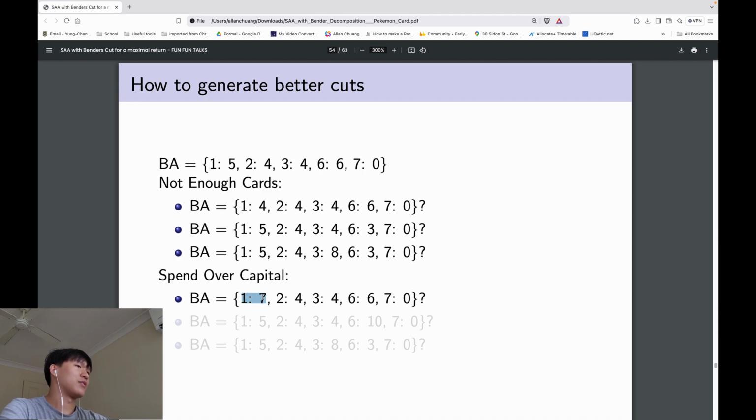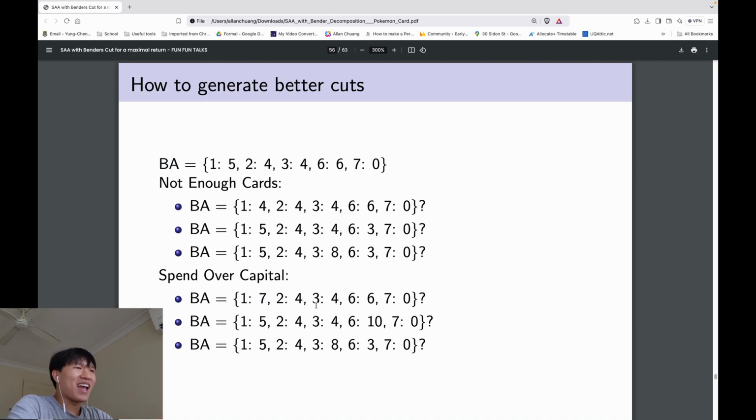Suppose I change this price of 1 to a 7, and now we're having issue with spending over our capital. Do you think this is going to make it any better if we're spending more than what we can spend right now? Probably not, because we're told that this is spending too much, and I'm not going to be getting anywhere by spending even more. And similarly for this one as well, I've changed this 6 into a 10, and it's not actually going to make us spend any less money than we have spent. If anything, it's going to spend us more.